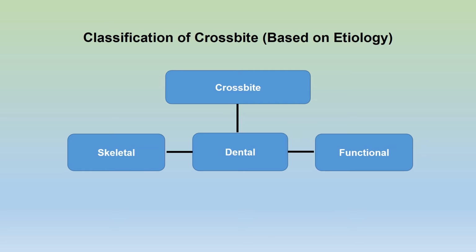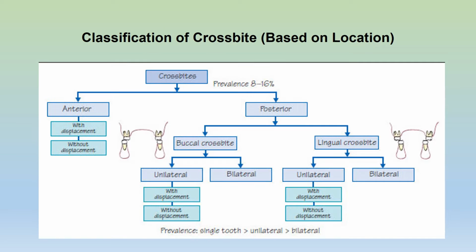Now, crossbites can be classified first based on etiology. Based on etiology, we have three types of crossbite: the skeletal crossbite, dental crossbite, and the functional crossbite.